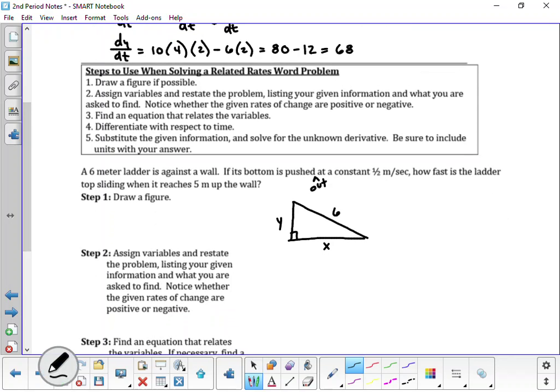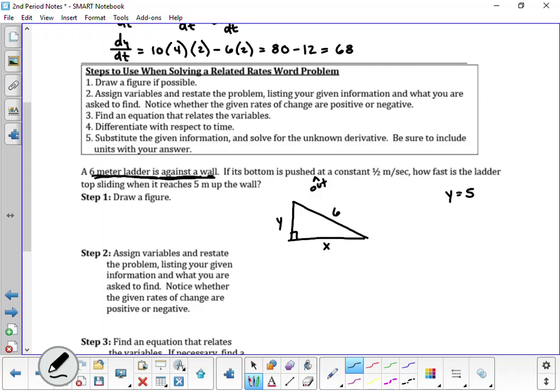Where are you getting all these values? Because I don't see them anywhere. A 6-meter ladder is against a wall. And Jordan, we don't want to plug in 5 for up the wall yet because that's a moving thing. So x and y are both moving, so we won't plug them into our equation. If you want, on the side you can say y equals 5, but don't plug it in yet because that's at a specific location.